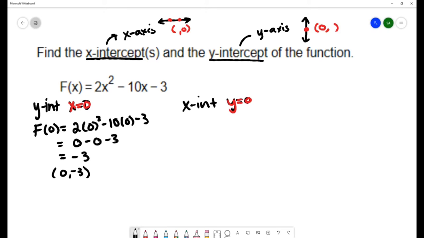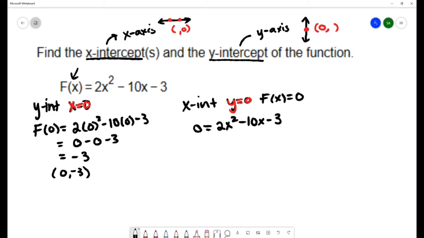Now in our equation we don't have a y, but we know that f(x) is the same thing as y. So we're going to set f(x) equal to 0. That's going to give us this equation, 0 = 2x² - 10x - 3. This is a quadratic equation, and I want to solve this quadratic equation.